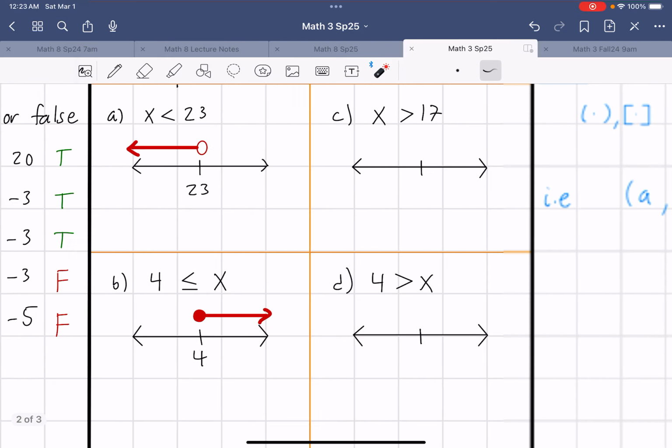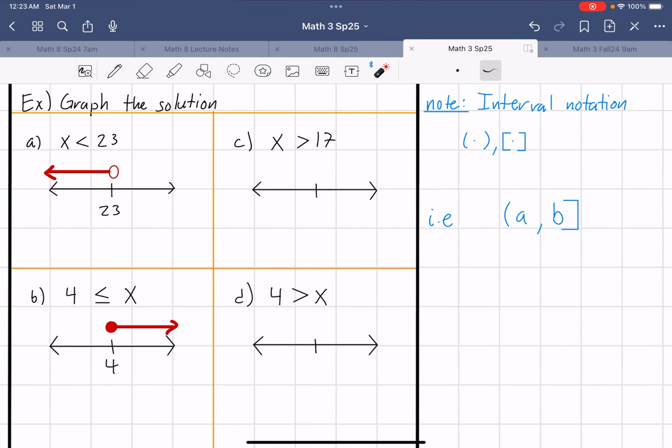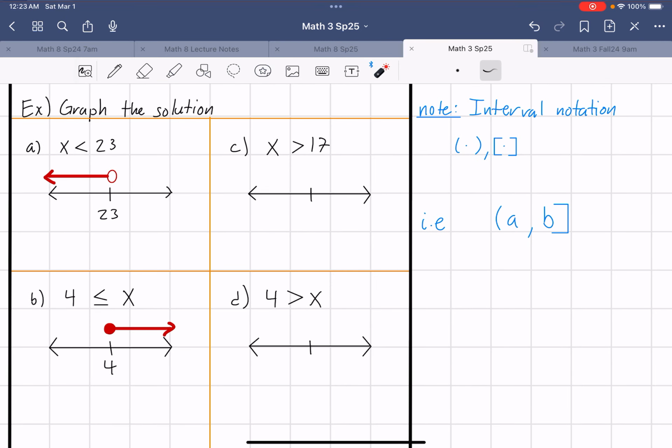And let's look at a couple more. So if you look at this next one, 17 is my only number to reference. Once again, I just need to read the statement. X is on the open side, which is bigger. And where are the numbers bigger than 17? They are on the right.